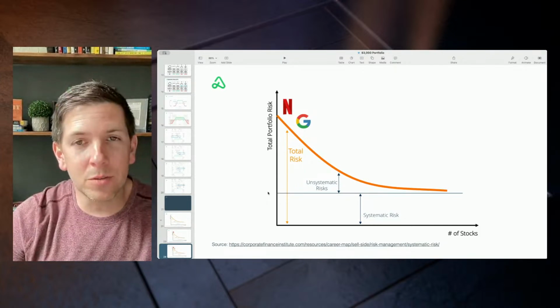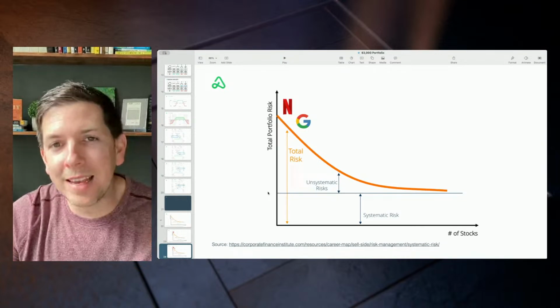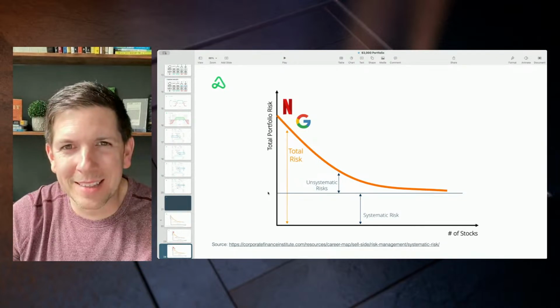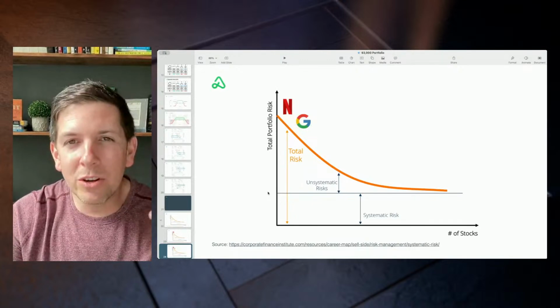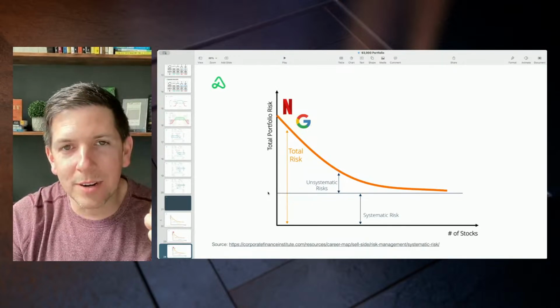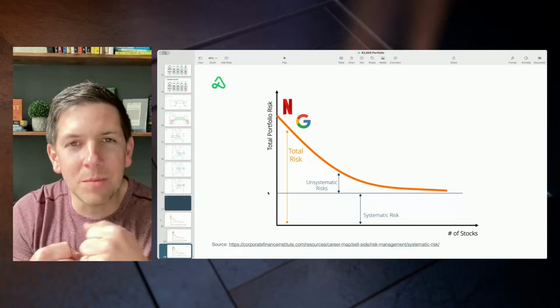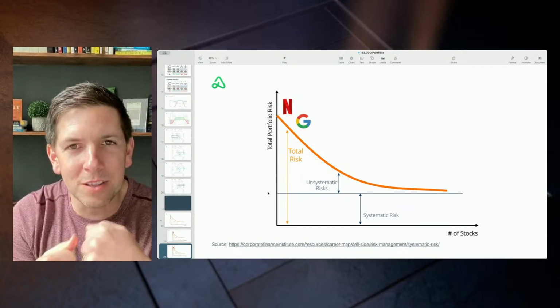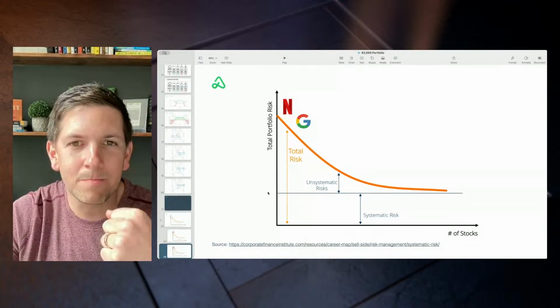I'm going to add Google to my mix. Well, if you add Google to your mix, you're not really diversifying your risk that much. I mean, you are, there's Netflix and Google, but they're two main tech giants, right? So adding Google to Netflix, yes, they're similar, but they're different, but they're mostly similar. They're mostly going to trade probably close together.